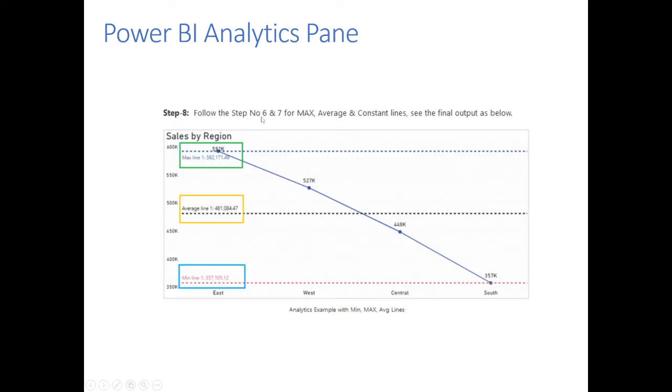Then follow steps 6 and 7 for max, average, and constant lines. See the final output as below. So we have a line here for max, a line for minimum, and a line for the average. Here we can easily visualize what regions have sales that are higher than the average sales. So that means East and West. But the sales for Central and South are both below the average.